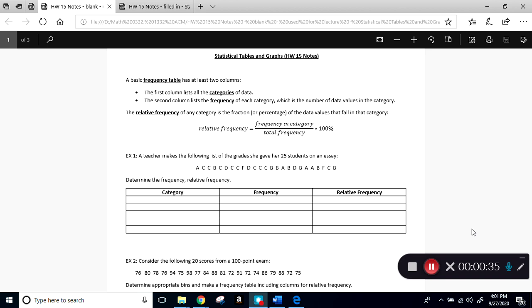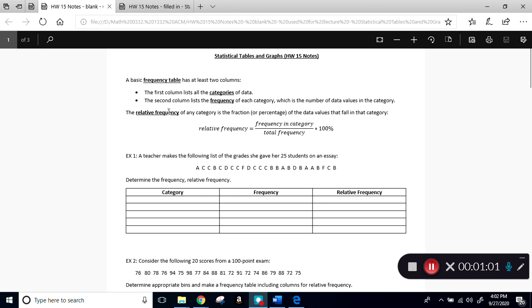So a frequency table has two columns. You're going to have a list of all the categories that you're talking about, and the second is going to list the frequency. So really this category and frequency part of it is you're just going to be counting how many of a category you have. In this case, this first one, A's, B's, C's, D's, and F's. So you're going to have that written here, and you're just going to count them.